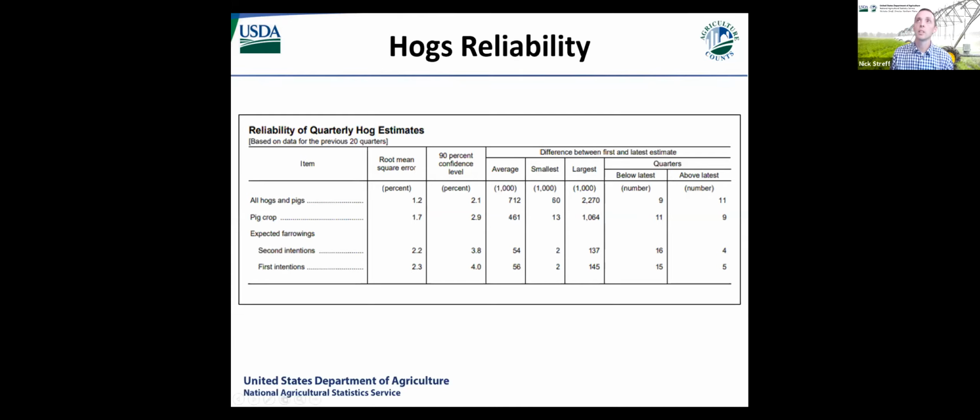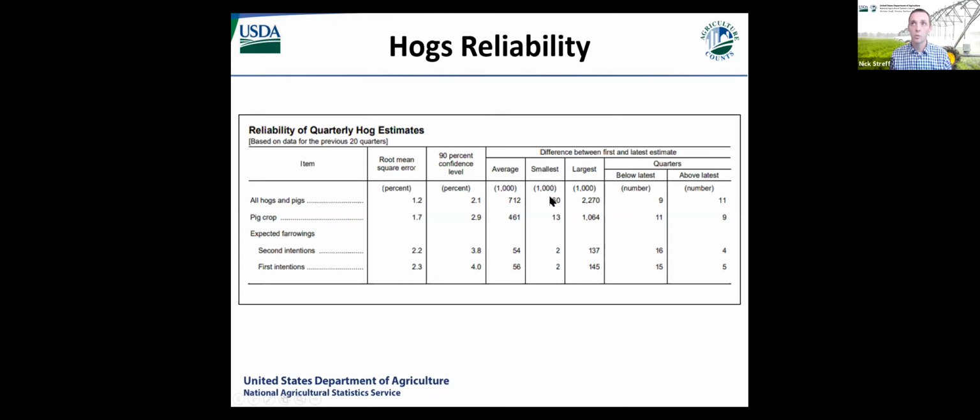And in this reliability table, if I can draw your attention first to these middle columns here, this is saying that over the last 20 quarters, so over the last 5 years, on average, NASS has revised the first inventory estimate on average 700,000. So 700,000 out of 78 million has been our average revision.